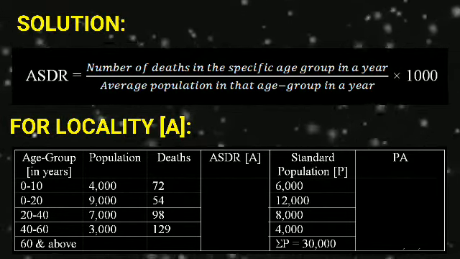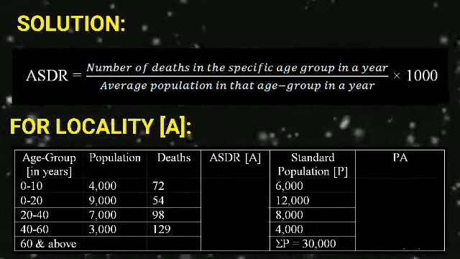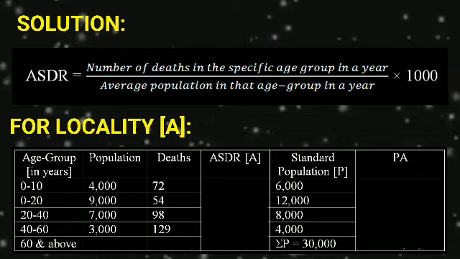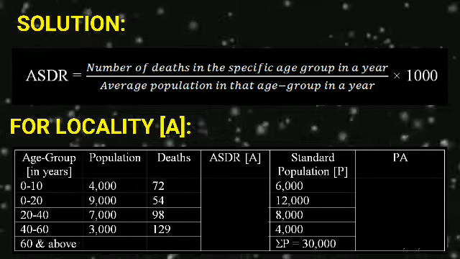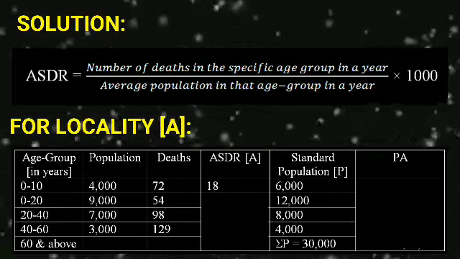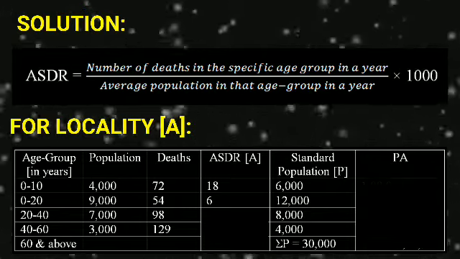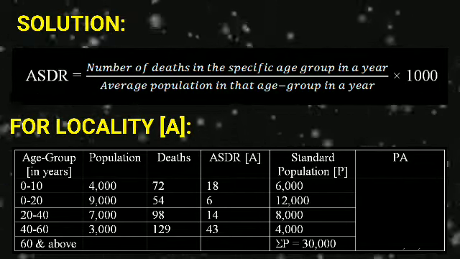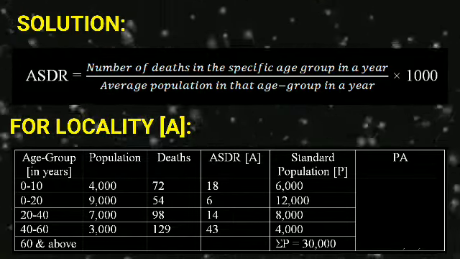After that, compute the ASTR value for locality A, which is calculated based on the formula: deaths divided by the population of the respective age group, multiplied by 1000. For the first ASTR value, 72 divided by 4000, multiplied by 1000, is equal to 18. Second value, 54 divided by 9000 multiplied by 1000, is equal to 6. Similarly, compute the other two ASTR values. Here, since you are finding the ASTR value for the first locality, take the variable name as ASTR of A, ASTR for the first locality A.